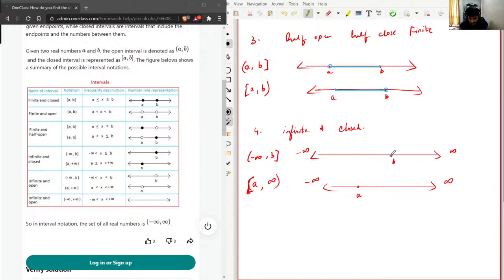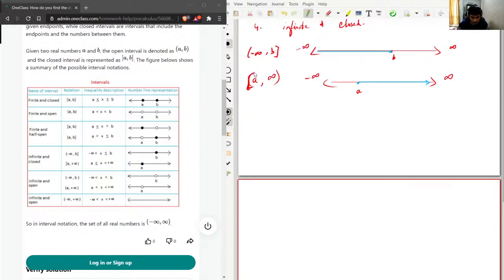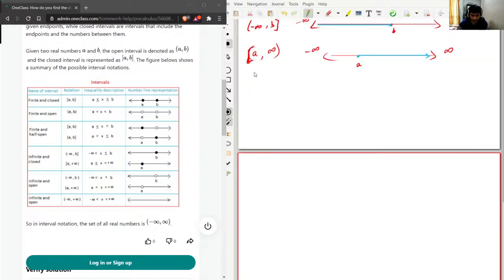So here B will be included and this line will go till minus infinity, and here also A is included and it will go to plus infinity, it will keep going on. So again I'm repeating that in the case of infinity, we do not include the infinity, or we do not write infinity in the square bracket. That was the fourth one.